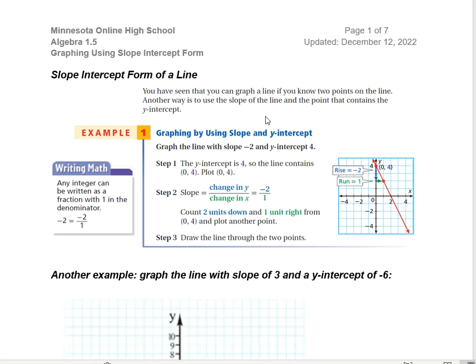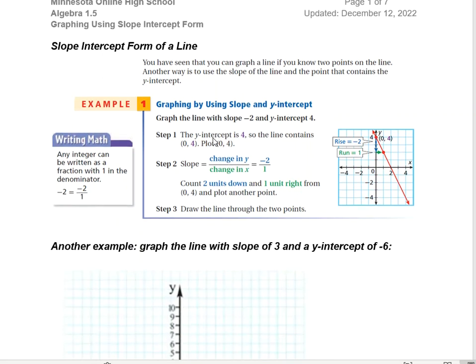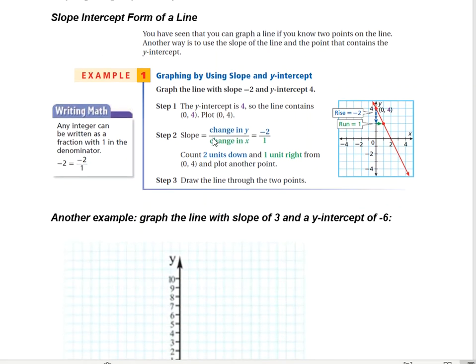Hello, this is Ms. DB, and in this video we are going to look at how to do some of the problems from the slope-intercept form of a line assignment. We are going to graph using slope-intercept form and identify slope and y-intercept from equations.